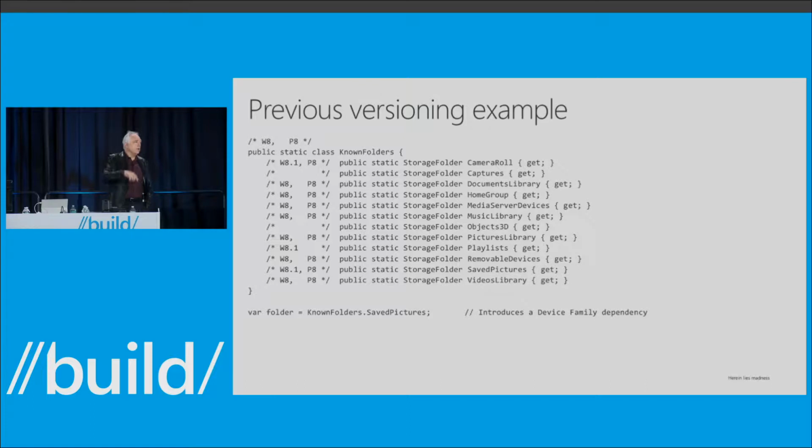And you're saying, I'm targeting 8, but I want to light up to 8.1. Tooling could help you and tell you, okay, this method you just called is only available on 8.1. You should really put some sort of check in to not call it unless you're running on 8.1.